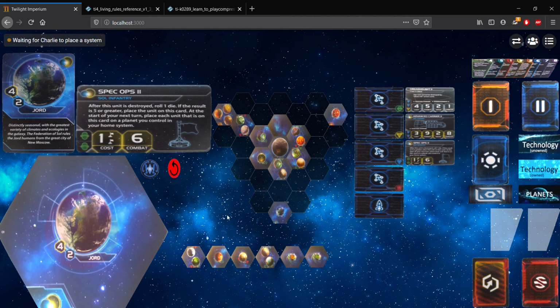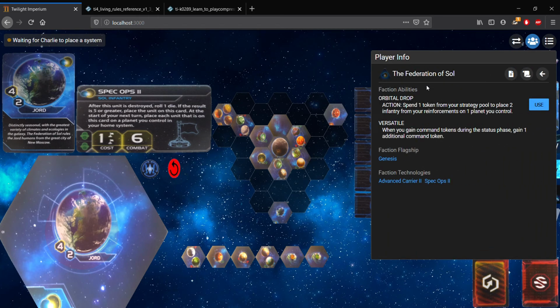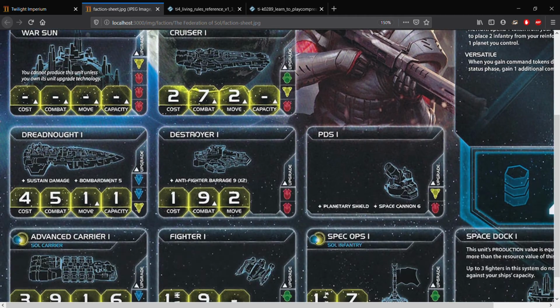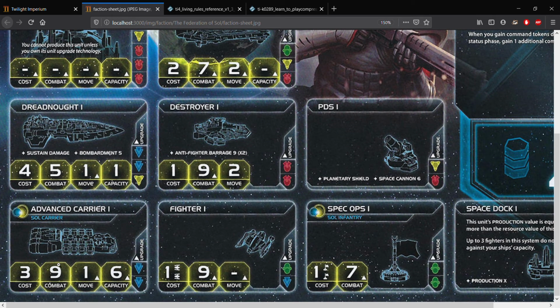Here we're playing as the Federation of Soul player, and looking at our faction sheet, you'll see that the faction has two unit technology upgrades. So the Advanced Carrier and the Spec Ops. Previously, what I mean is you could have chosen to research just the regular Carrier 2 upgrade and not the Advanced Carrier 2 upgrade as a Federation of Soul. And you could have also researched Infantry 2 instead of Spec Ops 2.